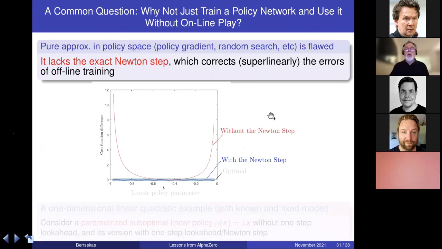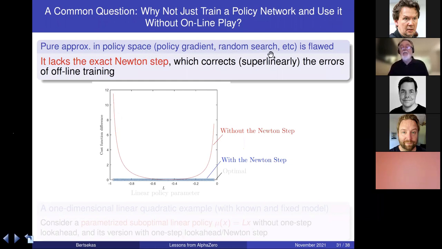Okay, so here's a common question. In the end, I want to have a policy, and we say that this online play policy is good. Why can I not learn this policy by some neural network and use it? In fact, there's a whole community in reinforcement learning that practices approximation in policy space, where we don't care about cost function approximations, multi-step lookahead and the like, but instead we parameterize the policy and we optimize the parameters by using some kind of training, perhaps neural network training. There are methods called policy gradient methods, random search methods, and so on. There's a wide variety. It's a very broad field.